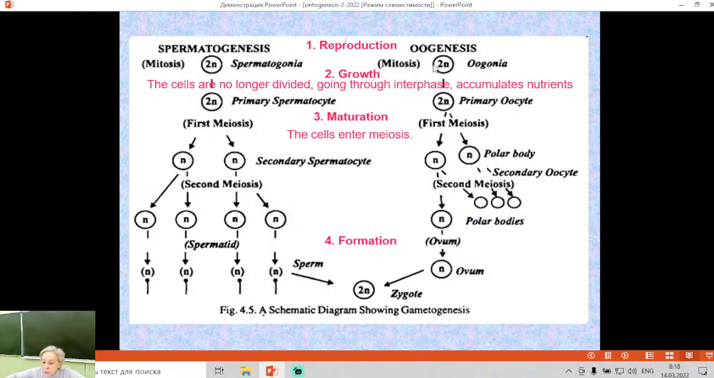So we have that one primary oocyte during the state of maturation divides into four daughter cells, but only one egg and three polar bodies. It's the process of oogenesis. And I want to show you a short film from YouTube about oogenesis. One minute.